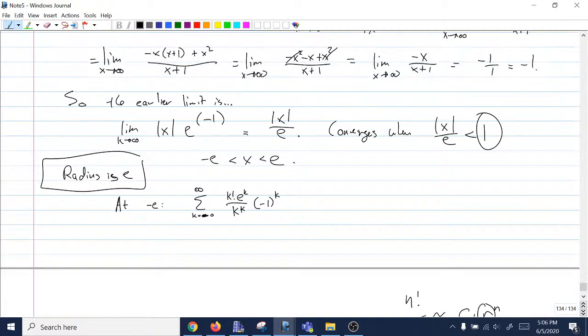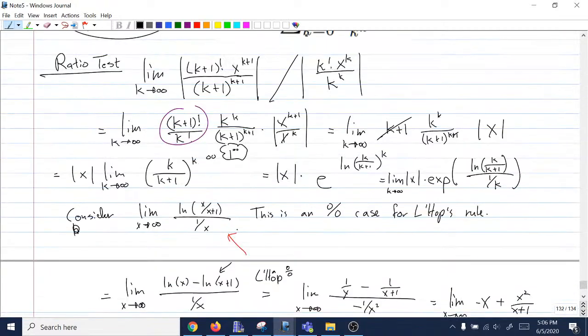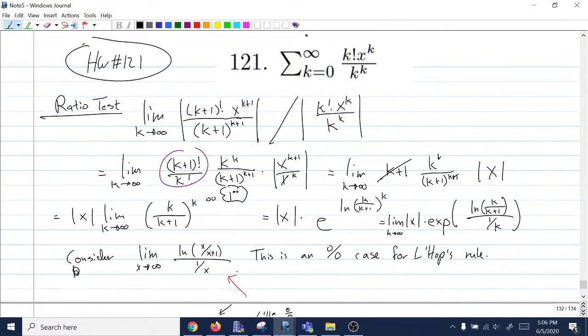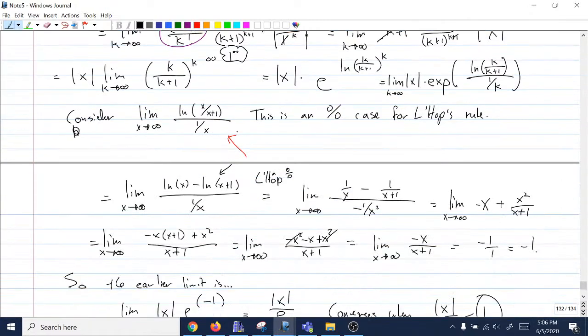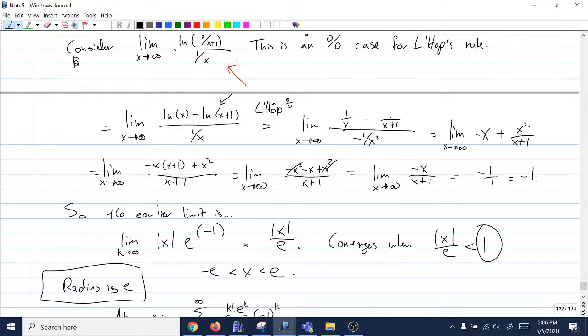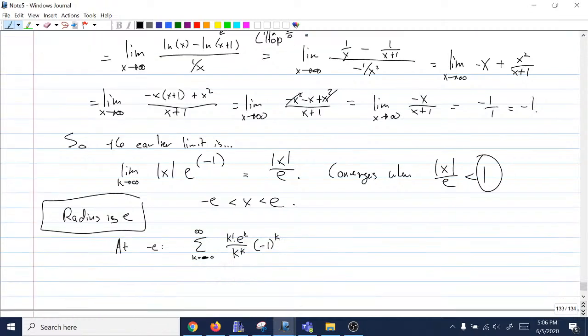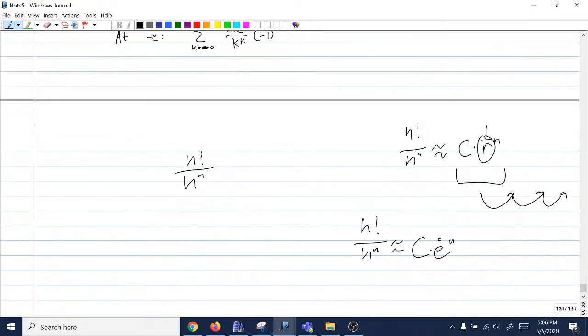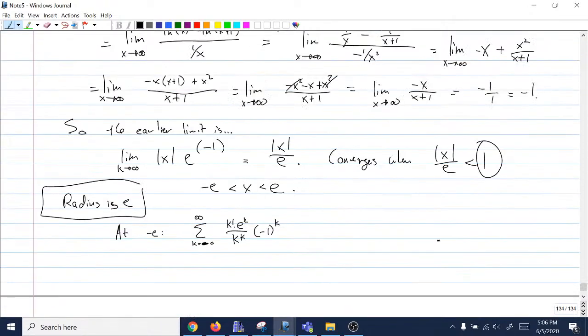So here, it's 1 over e. It's about a constant times 1 over e to the n. But when you move that e to the n to the other side, this is a thing that you expect to be about constant. This is a hard limit. I should take this off the homework.